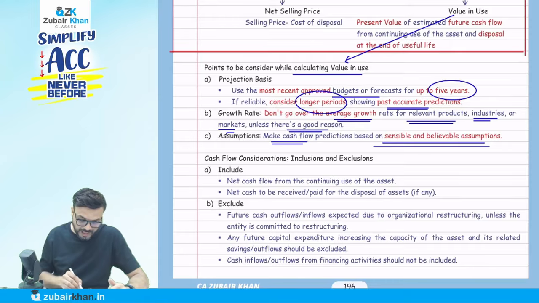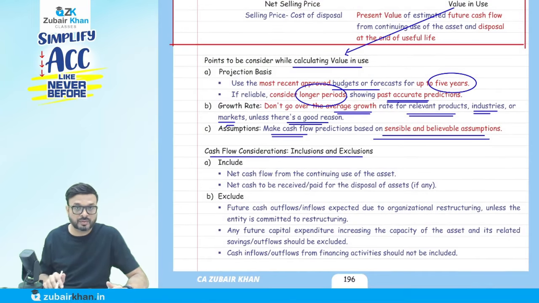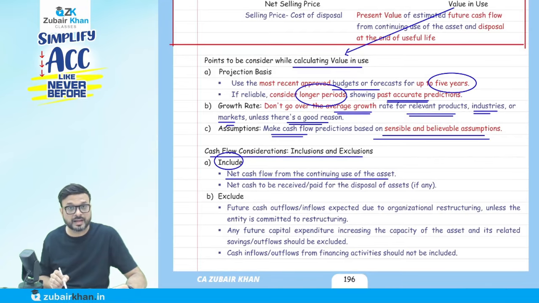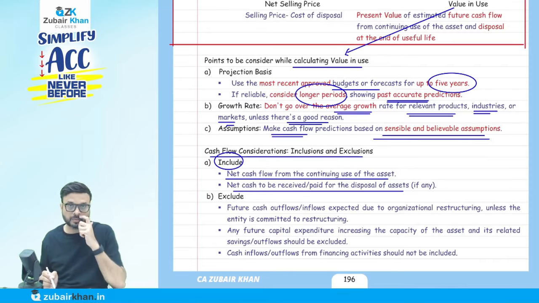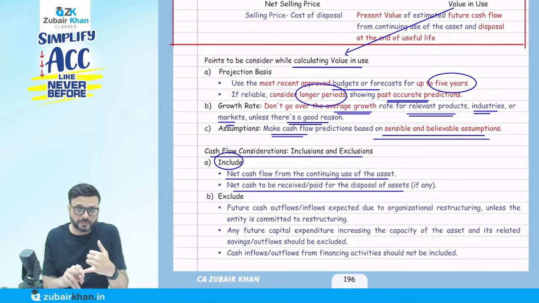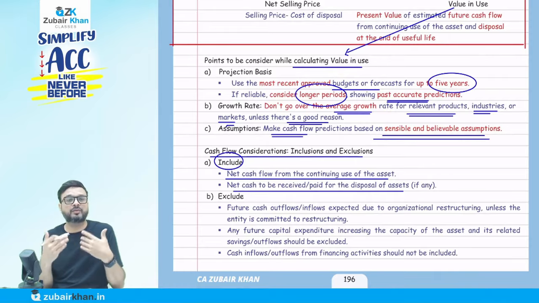So when we talk about cash flow consideration, inclusions and exclusions, what it includes is net cash flow from the continuing use of the asset and net cash flow to be received or paid on disposal of the asset. So, cash flow from the use of that asset and the residual value: if you sell that asset at the end of its life, how much you'll get.